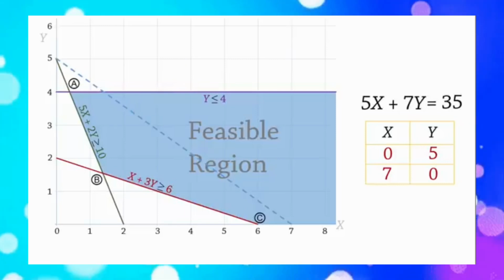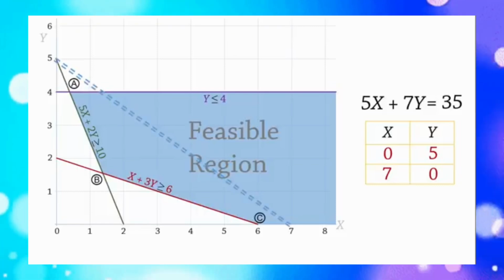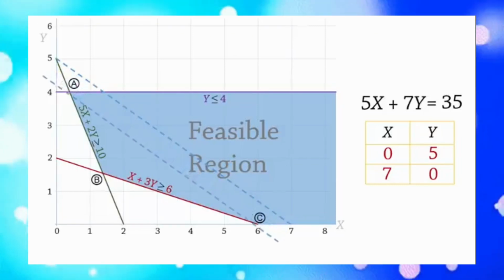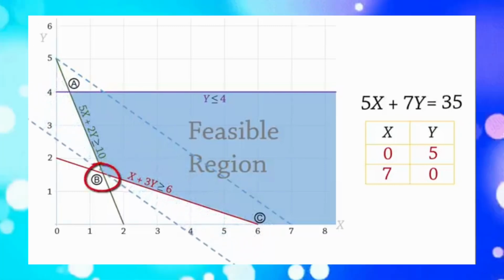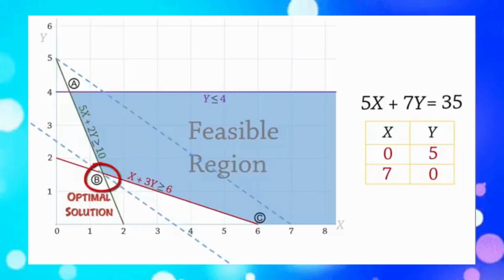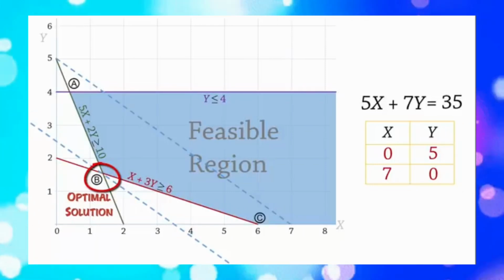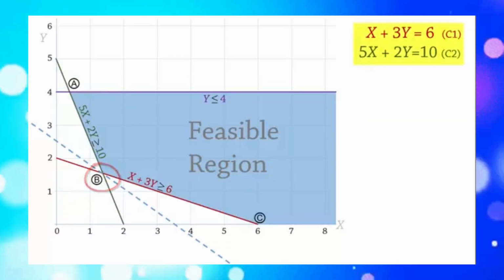So let's slowly move the objective function line parallel to itself. You can see here that it passes A and C, so it is obvious that point B is the optimal solution point. We now need to solve the two lines that intersect at point B simultaneously to determine the coordinates at that point. Here are the equations.